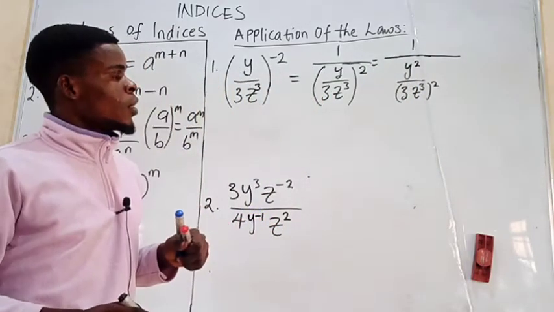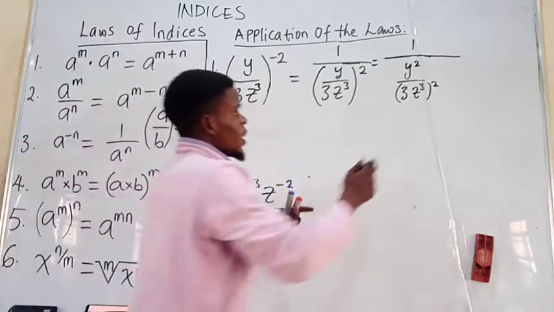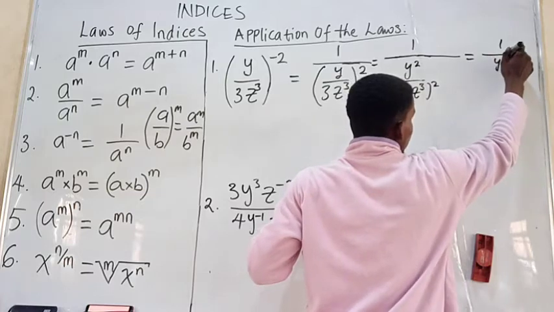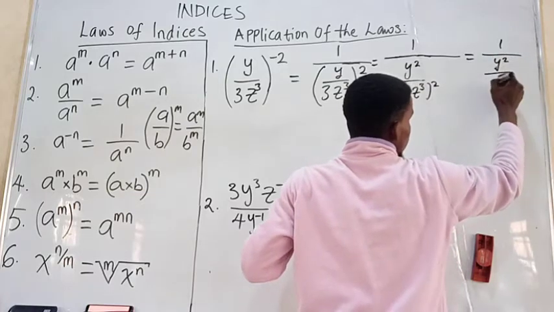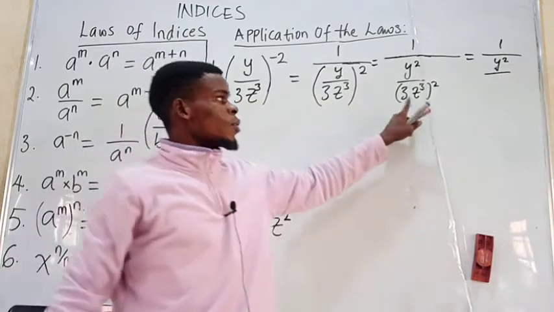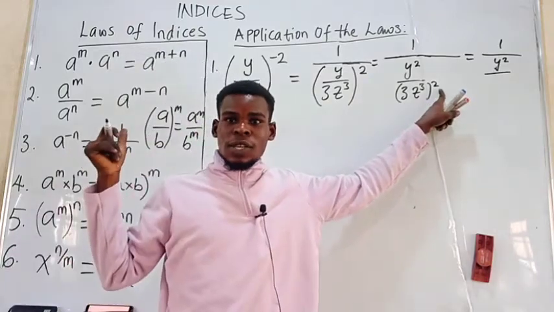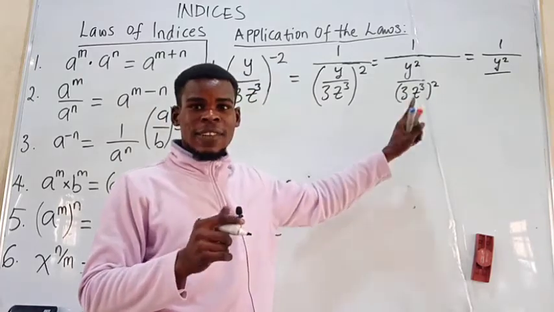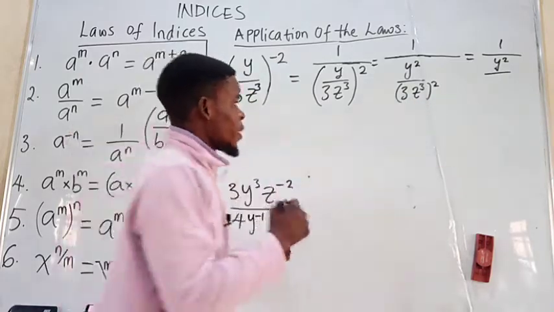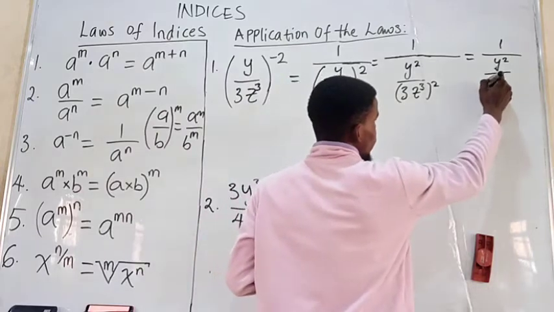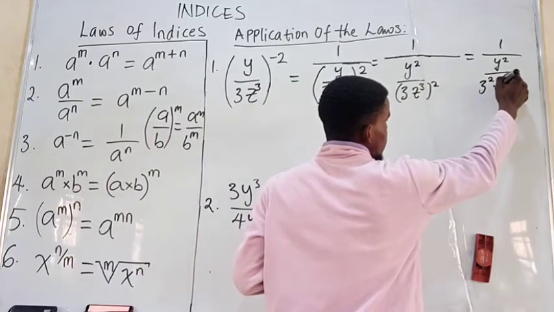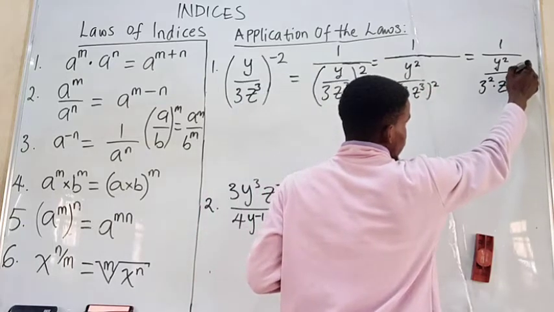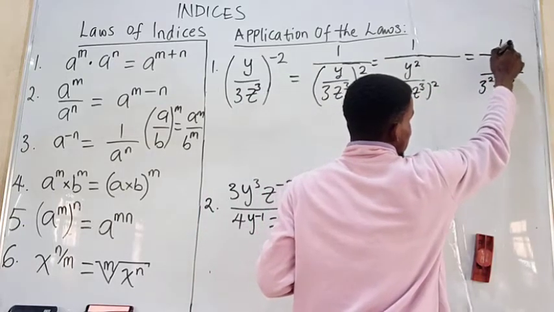Let me just write that in another form, so we can have it to be 1 divided by y squared over. Now, you know that these are products, so we raise that to power 2, and according to law number 4, we can split this inside. In the past applications, we've seen that already, so we're going to have 3 squared times z raised to the power of 3 times 2, that would just be 6, very nice. And this is the main fraction.